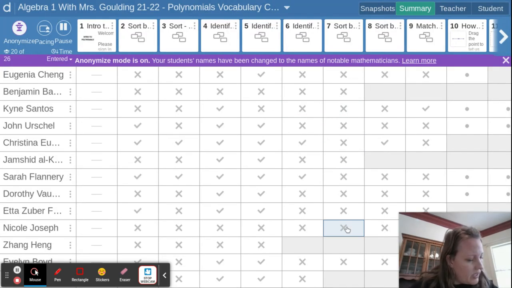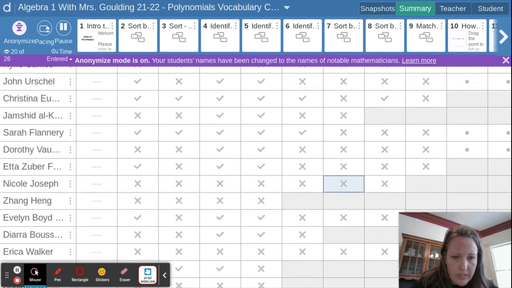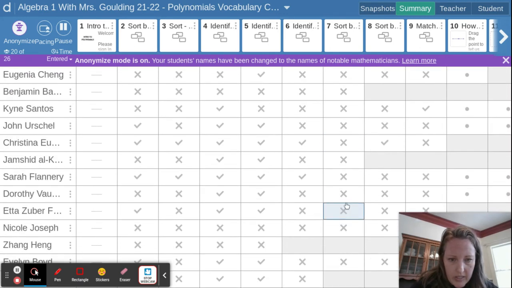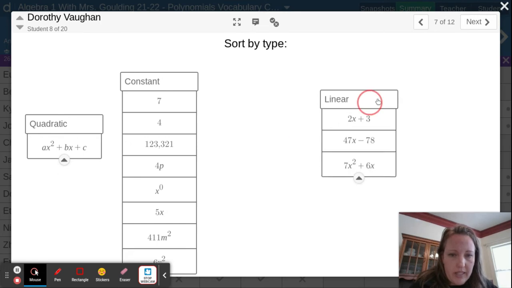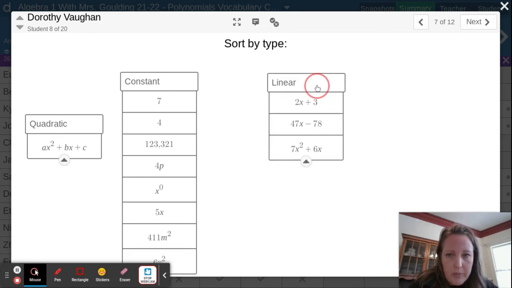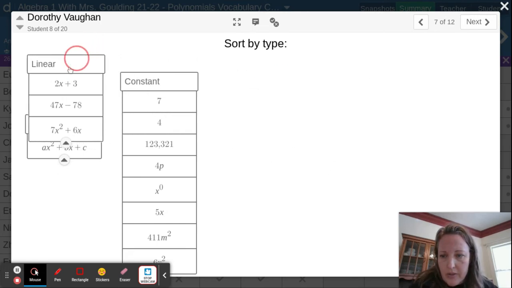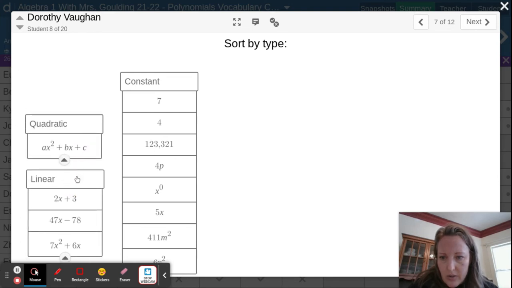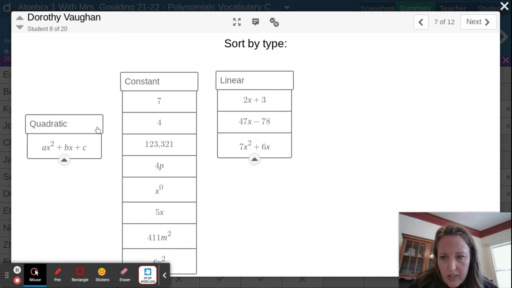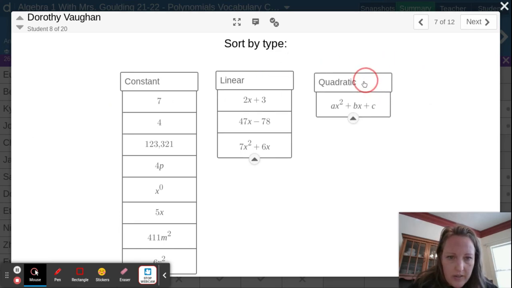Let's look at 7. Whoa, I don't think I have anybody with number 7 correct. I don't think I've helped Dorothy Vaughan. By the way, do you remember her from, what's that movie called? Anyway, I'll think of it here in a second. I'm going to put these in order the way I would do them because you know I'm weird. So constant, linear, and then quadratic.